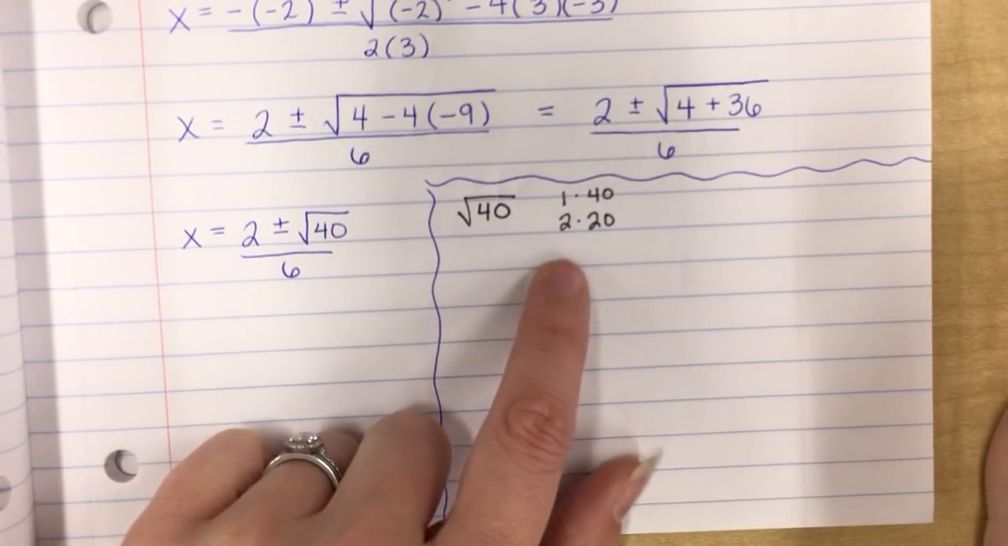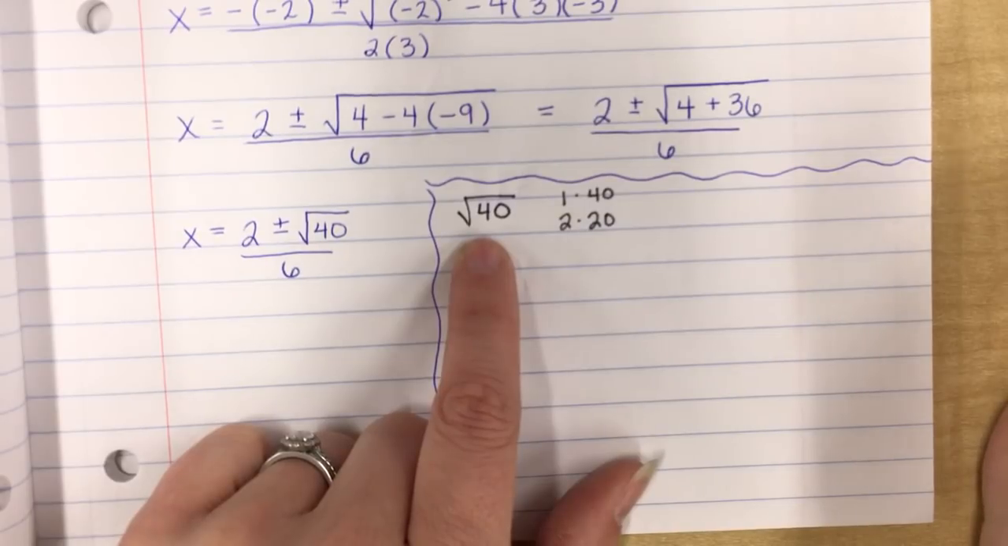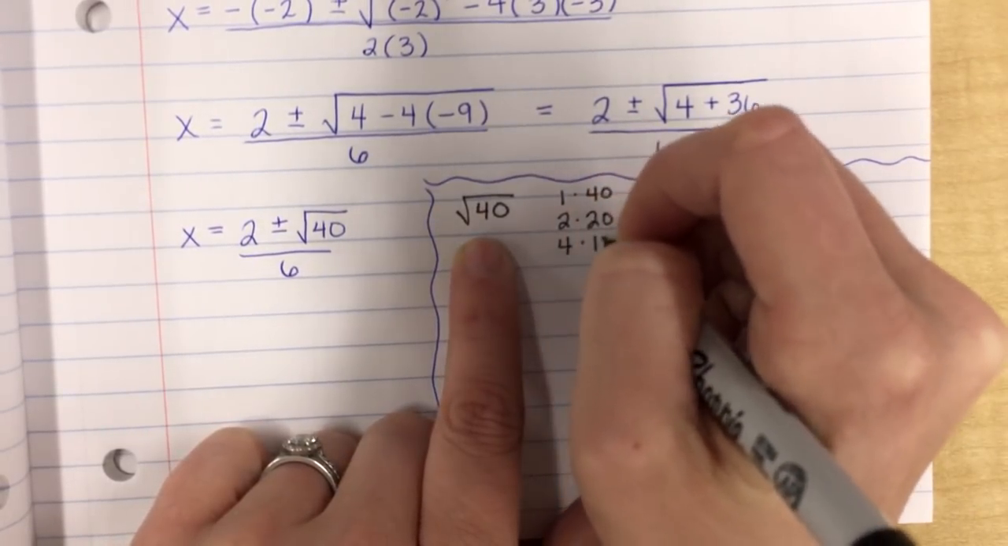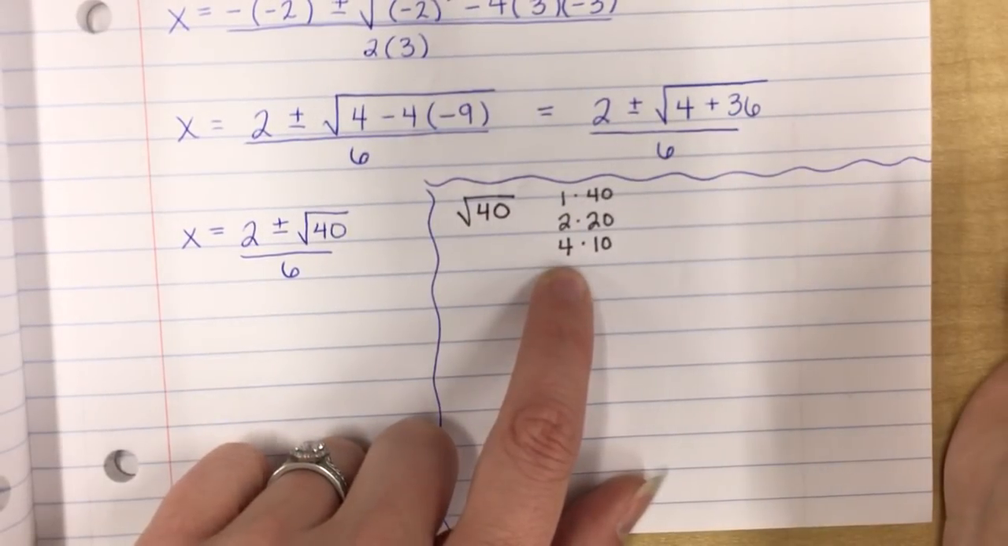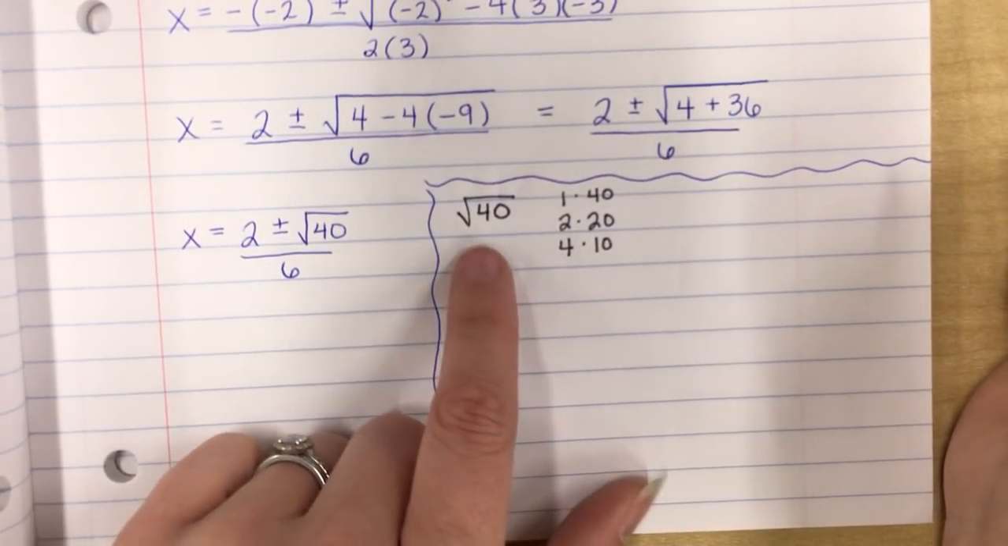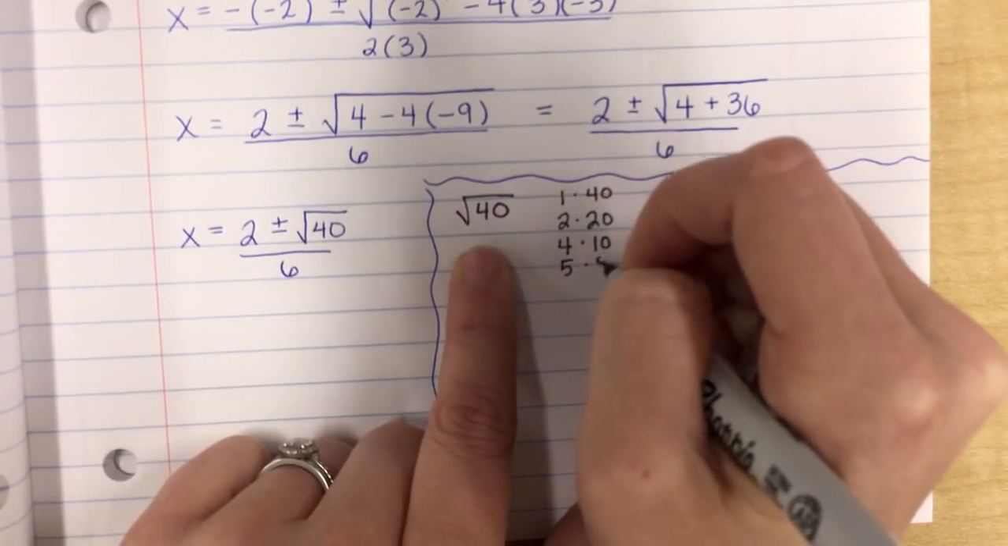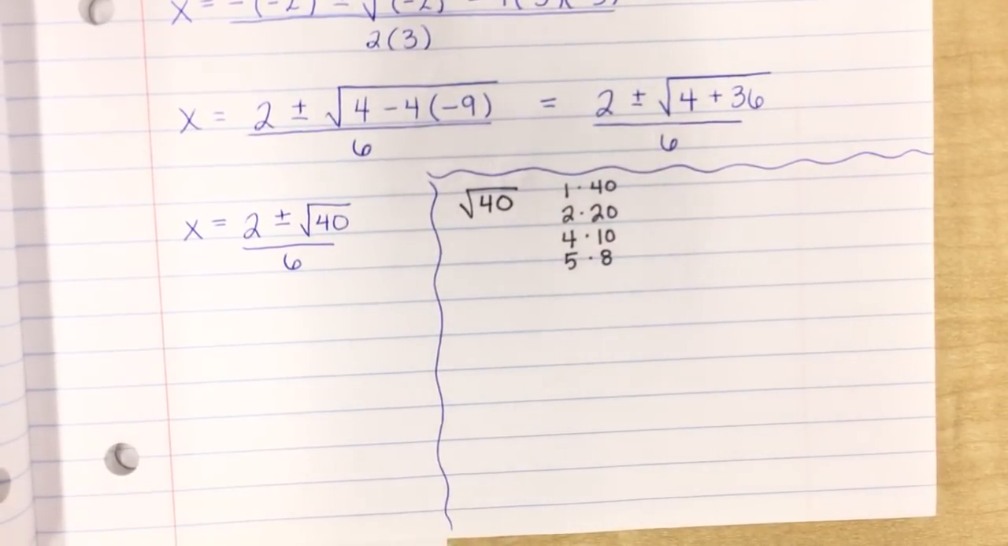I would then keep going up. Does 3 go into 40? Nope. So I'm not going to do a factor with 3. How about 4? Yes. 4 times 10. After 4 comes the number 5. Does 5 go into 40? Yes, it does. 5 times 8. Again, these are pretty much all of our times tables, so we should have them memorized by now.